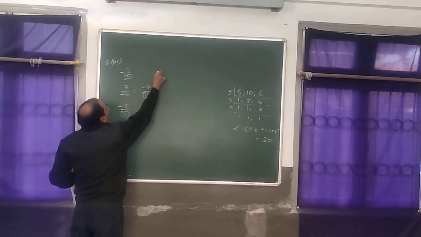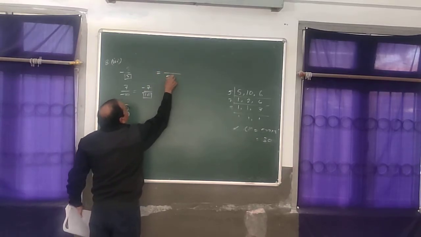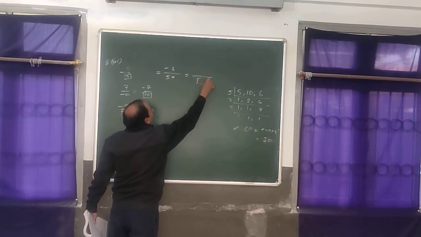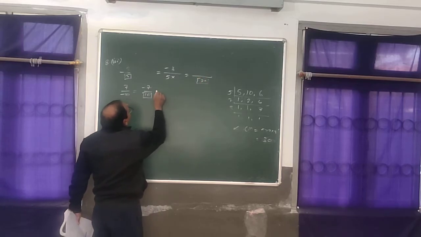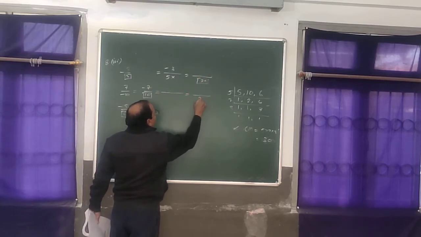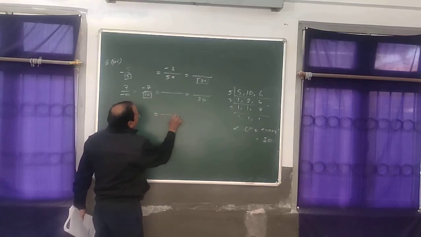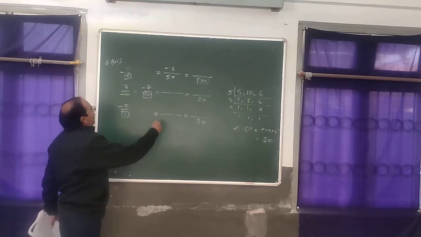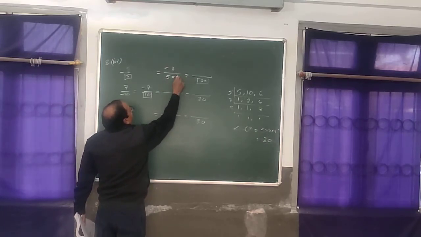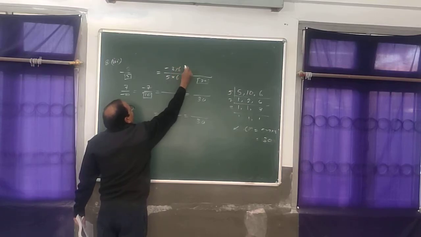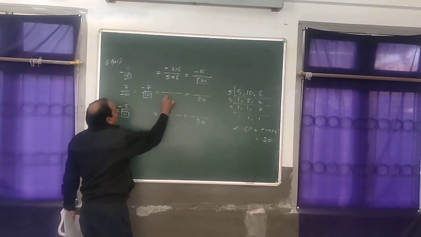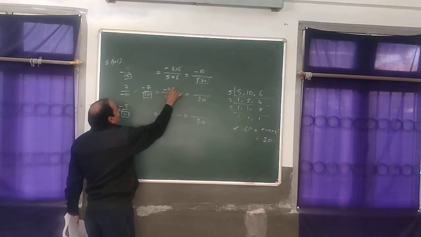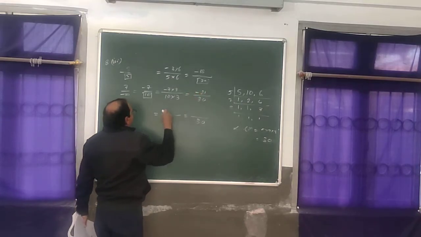Now we will go for making all the fractions' denominators 30. Everywhere in denominator it is 30. Now how to make 5 as 30? Multiply 6. Similarly multiply 6, minus 18. 10. How to make 10 as 30? Multiply by 3. Minus 7 into 3, minus 21.